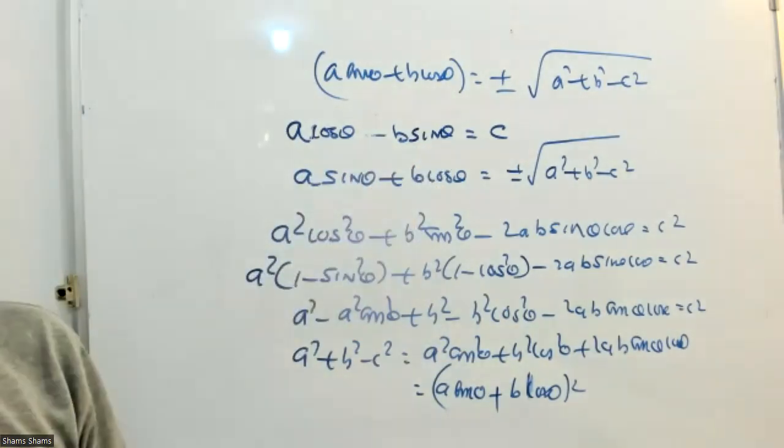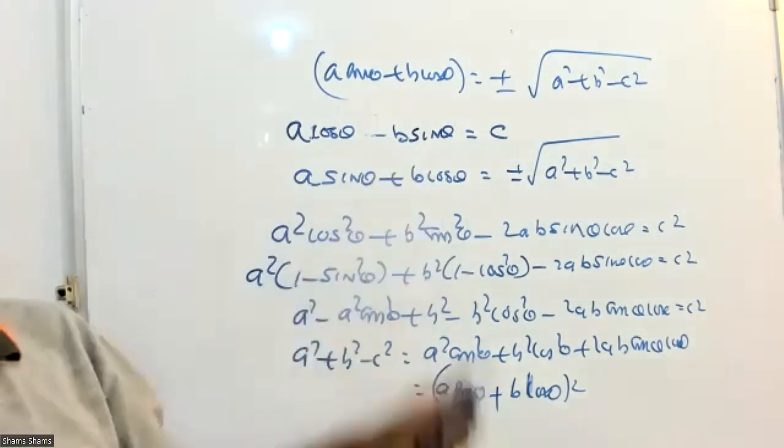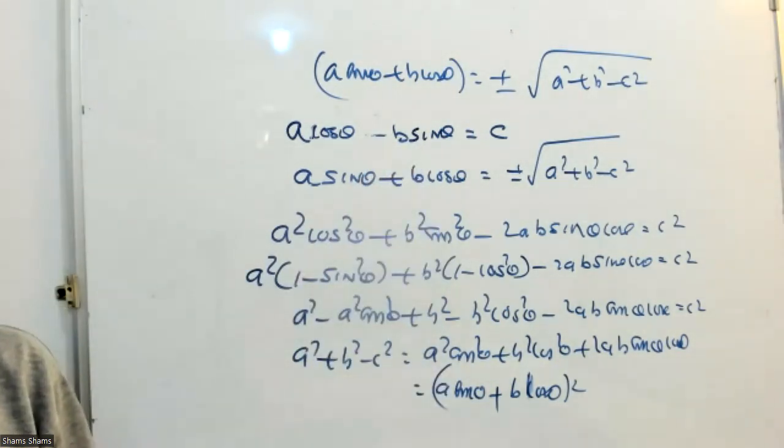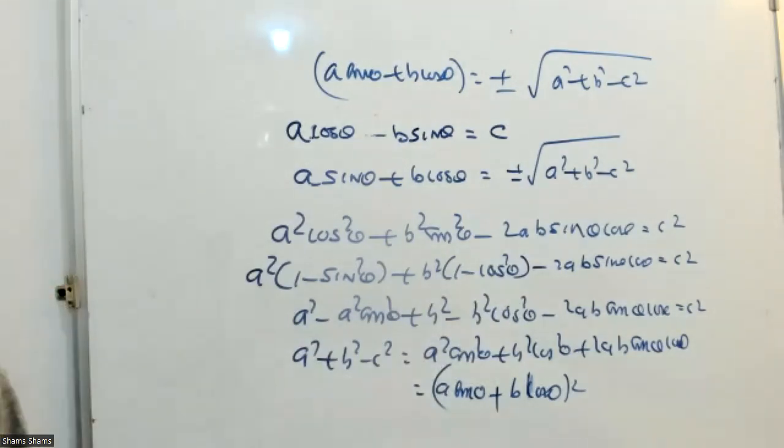(a minus b) whole square, what? a square sine square theta plus b square cos square theta minus 2ab, no? (a minus b) whole square, what? a square plus b square minus 2ab. That's only here. Okay. Clear or not?